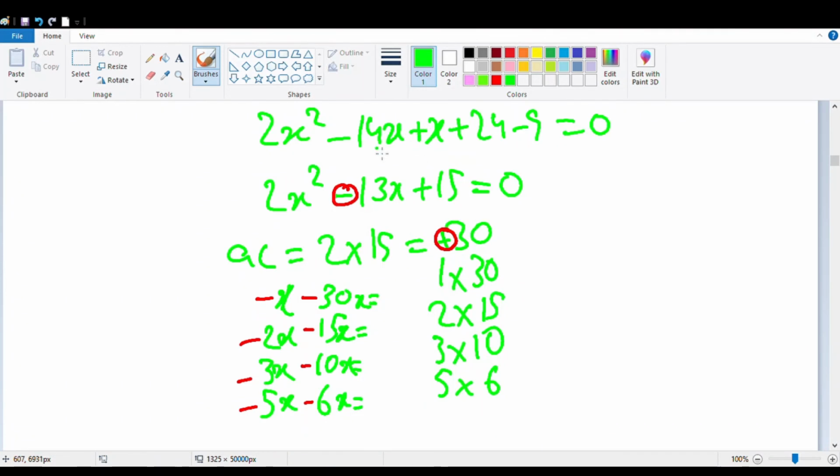Okay, so this time we only have 4 possibilities because they can only be negative, and not one positive and one negative. So let's write down our answers. This way we get negative 31x. This way it's negative 17x. This way it's negative 13x. And this last way it's negative 11x. So we need only negative 13x, so let's cross out all the others.